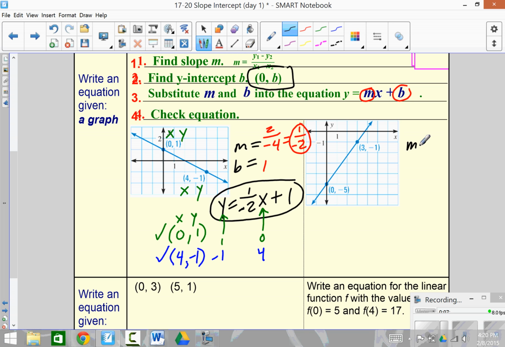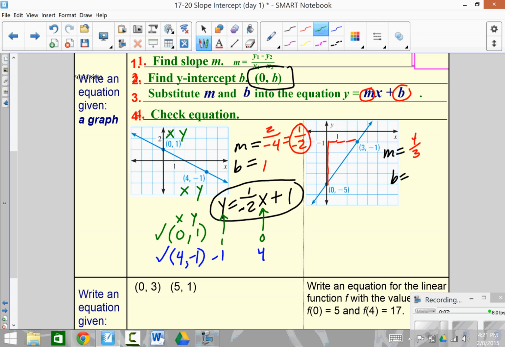Next graph. We have an m and our b here. Okay? Let's go ahead. Let's find our slope first. Let's just count slope. All right, here we go. 1, 2, 3, 4. 1, 2, 3. So our slope is 4 over 3.